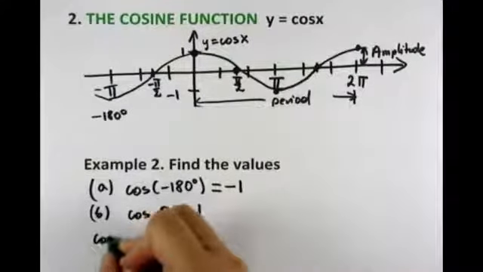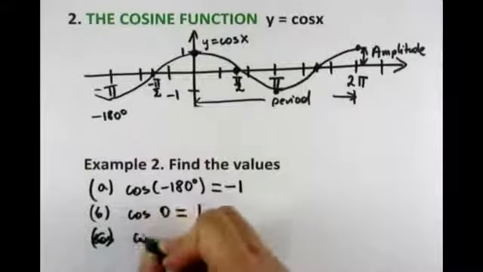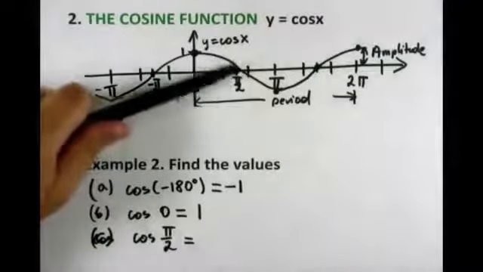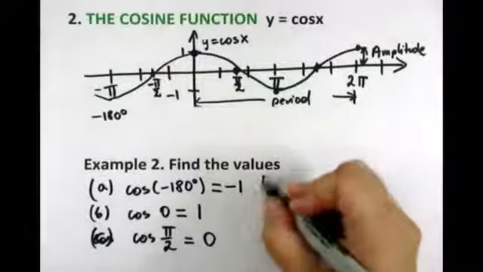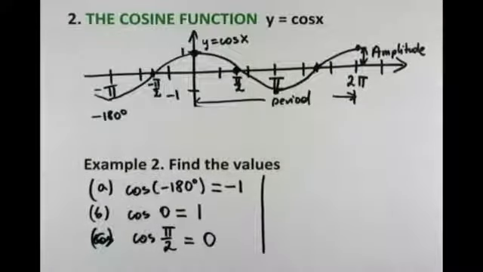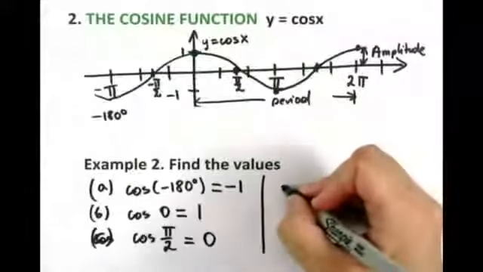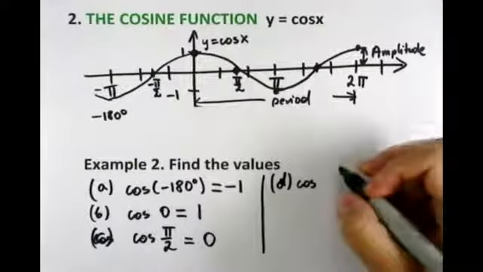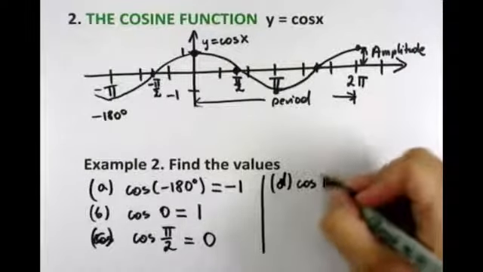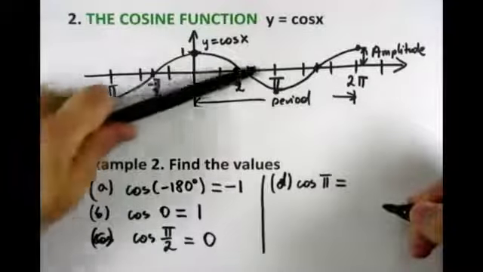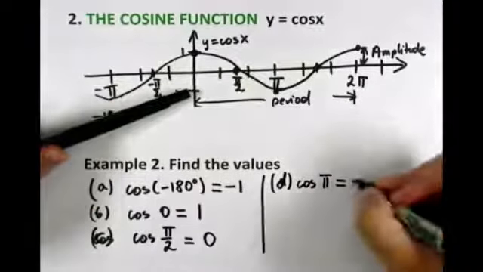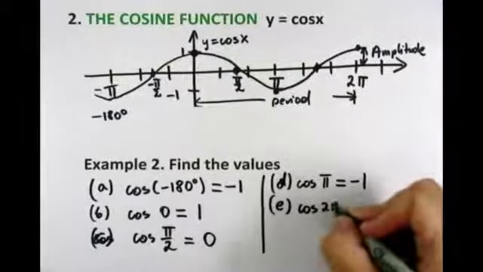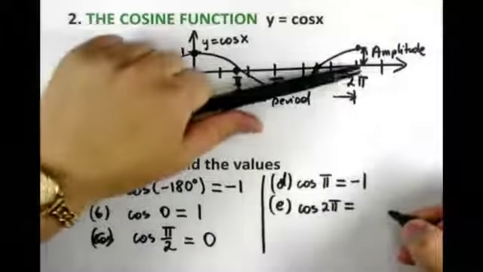Then we have c: cos pi over 2. Cos pi over 2, the value is 0. And then we have d: cos pi. If I check cos pi, the value is minus 1. And e: cos 2 pi, the value is 1.